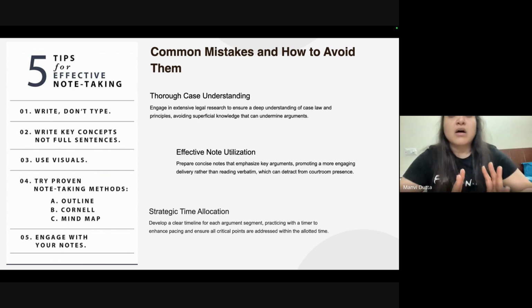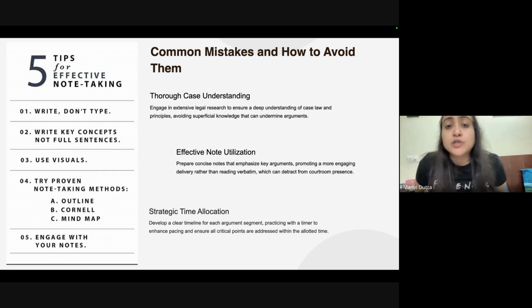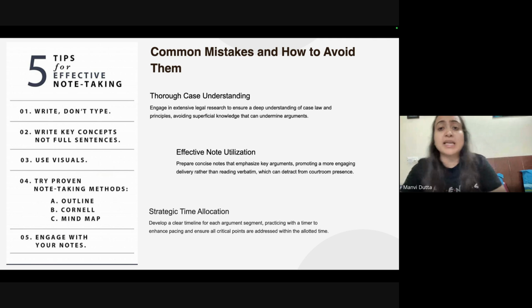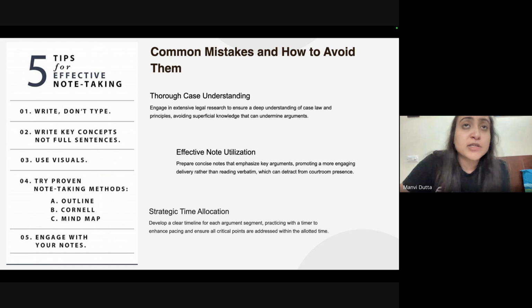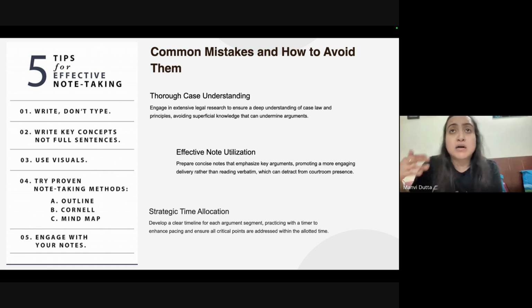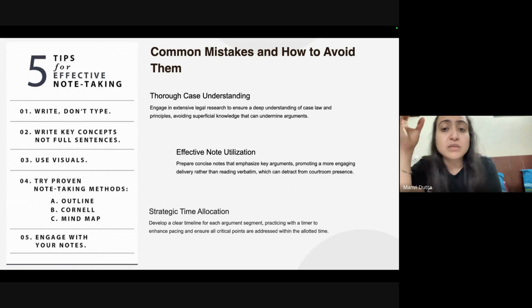You should never base your research upon any such superficial knowledge which has no basis, and which will undermine your arguments. Secondly, you should prepare concise notes that emphasize key arguments.